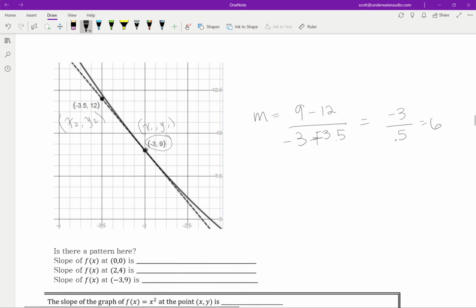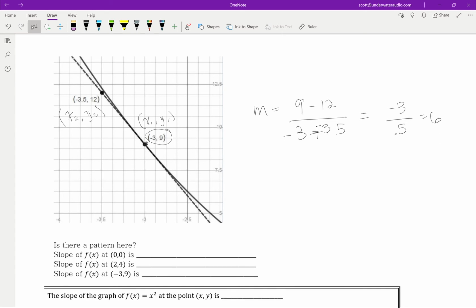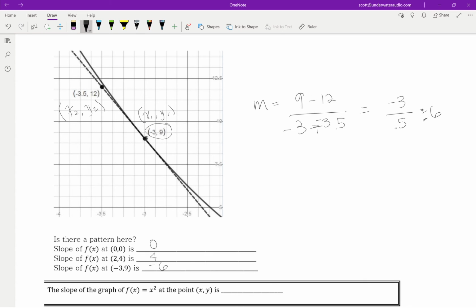Okay, so from before, the slope of f of x at 0, 0 we said was 0. The slope of f of x at 2, 4, when we did that we got 4. The slope of f of x at -3, 9, that should be a negative, we got was -6. Okay, so are you seeing a pattern here? So 0, 0, 2, 4, -3, 6. It's doubling this x value in here every single time.